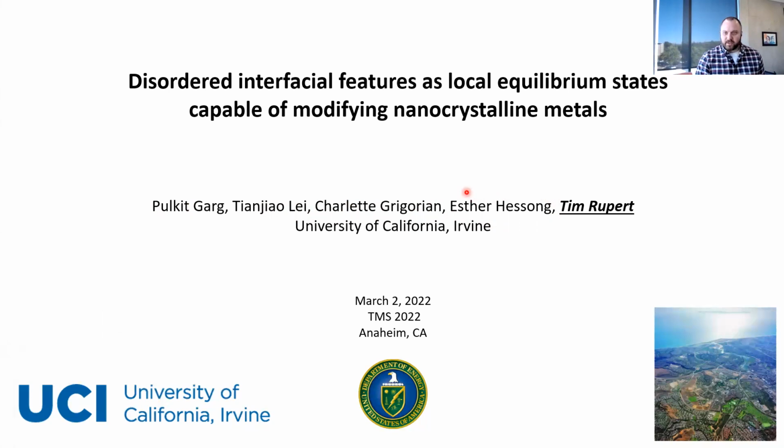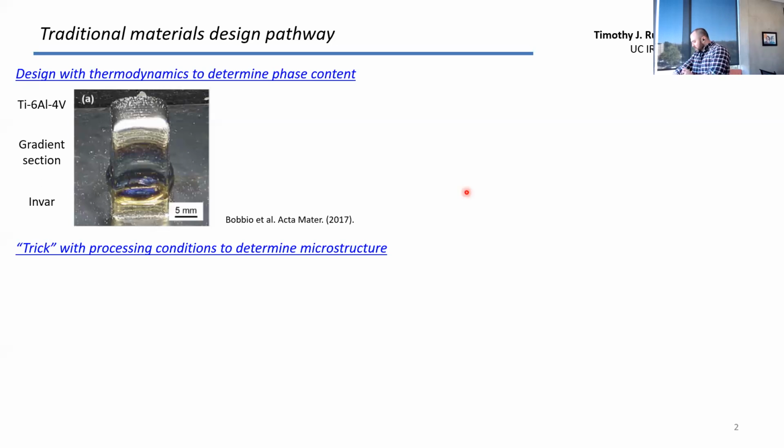So to jump right into the topic, we're really inspired in this work to try to change and improve how we design materials. What I'm showing on this slide is the traditional way we go about making the materials that we're targeting. We have gotten very good at using very robust tools to design material phase contents based on thermodynamics.